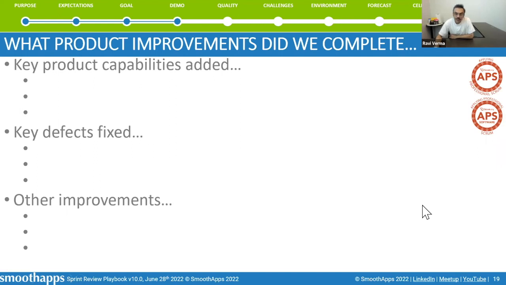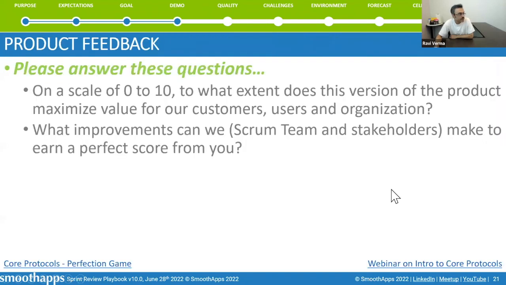Tell them, summarize what's about to be reviewed. Tell them what key improvements you made, either in terms of capabilities or defects, and then go into the demo. Have members of the Scrum team, ideally the developers, show the accomplishments of the sprint, the product capabilities that were added. And now this is where you start to get constructive feedback and you avoid crickets.